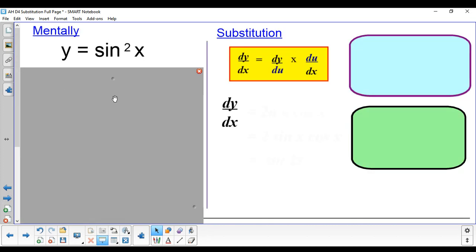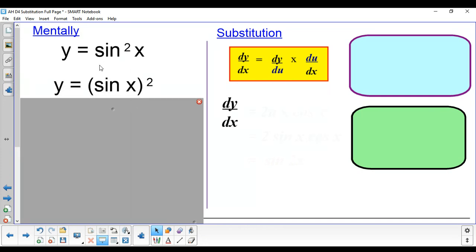Right, I'll do the mental part afterwards. So what did we do before? This means sine x all squared. So what's in the bracket's the most awkward. So I'm going to set u equal to sine x. What's the derivative of sine x? Cos x. Okay, so what's in the bracket? Set to u, differentiate. That's it.